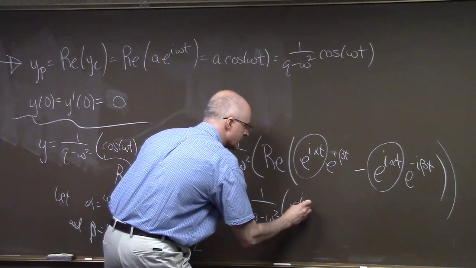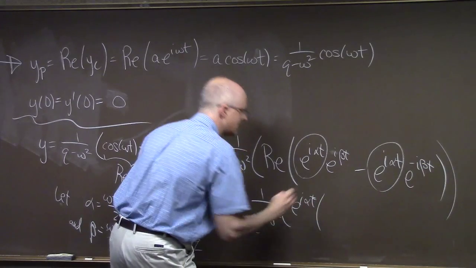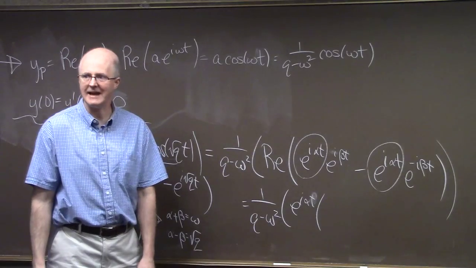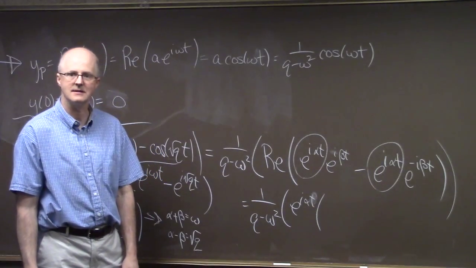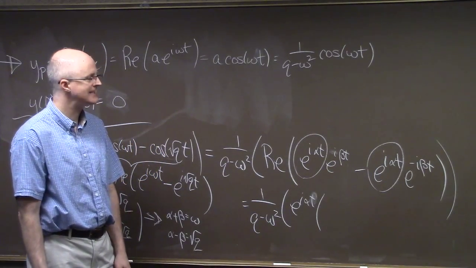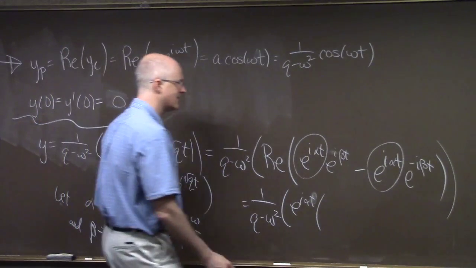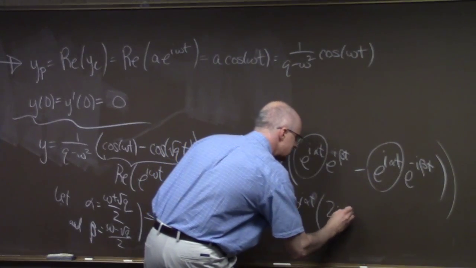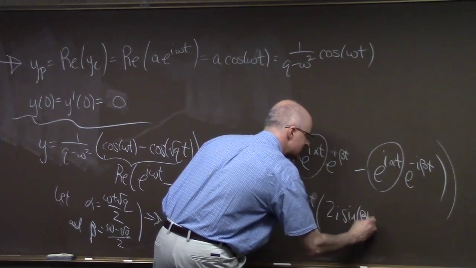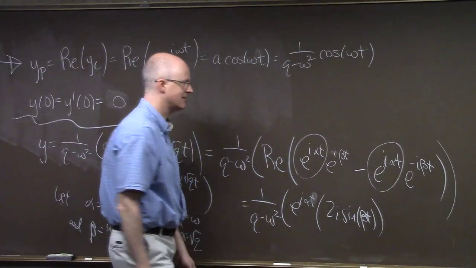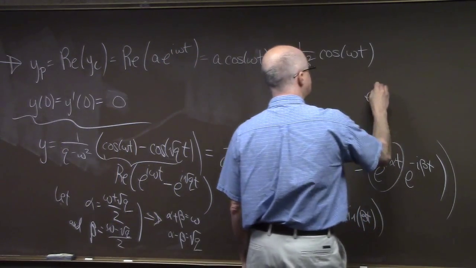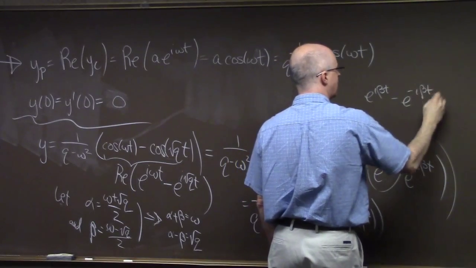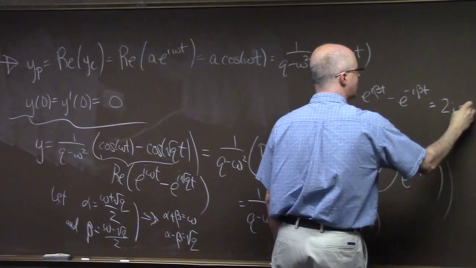And what's left over, e to the i beta t and e to the negative i beta t simplifies to 2i sine beta t. Now, I haven't shown that to you here. That would be for you to work out. I claim that e to the i beta t minus e to the negative i beta t equals 2i sine beta t.